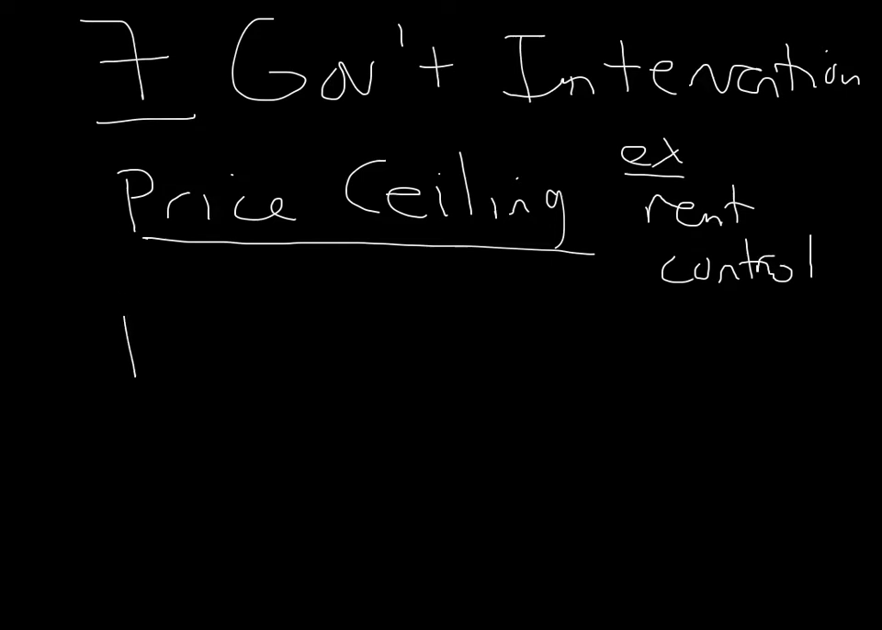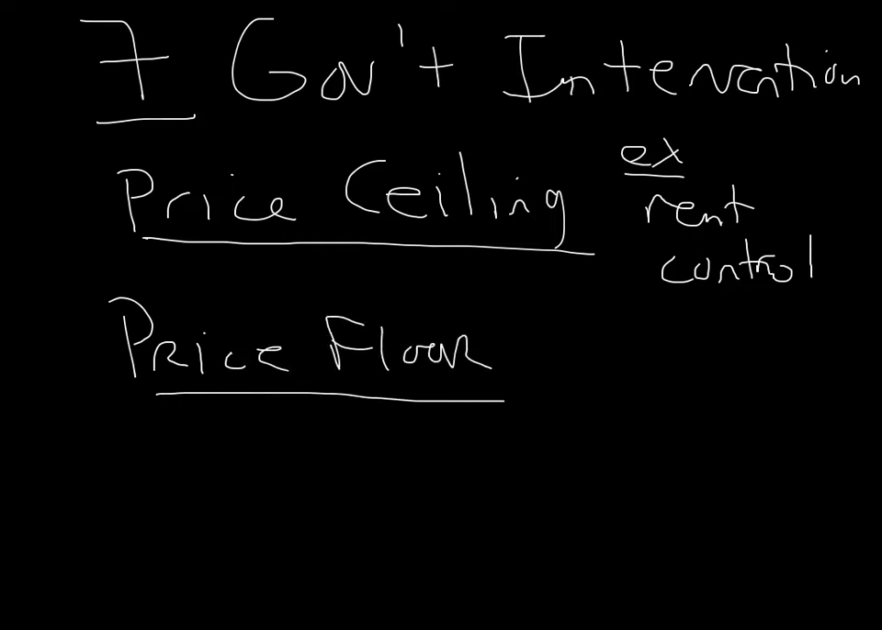And the other is a price floor. There are two types of price floors. One is in the labor market, and that would be minimum wage. And the other is in the agricultural market, and that particular type of price floor is actually called a price support. And both of these are keeping prices, if they're effective, above the equilibrium price.